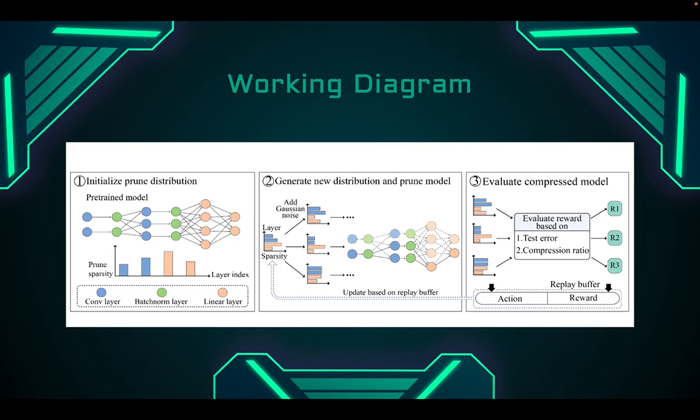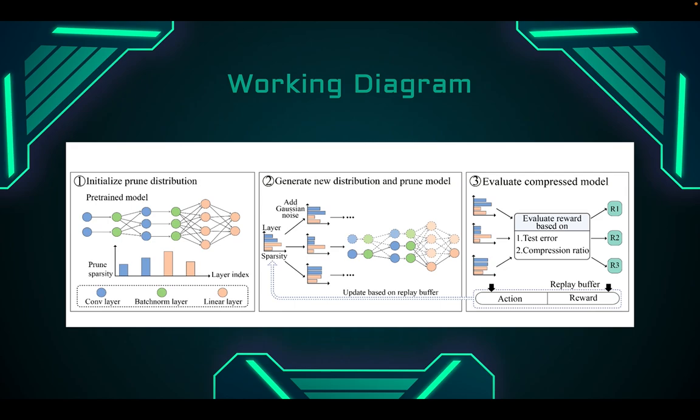So the first step, as you can see, is initializing the prune distribution. Here we start with a pre-trained model consisting of convolution, batch normalization, and linear layers. The initial pruning distribution is defined where each layer is assigned a level of prune sparsity. This step sets a baseline for the overall pruning process.